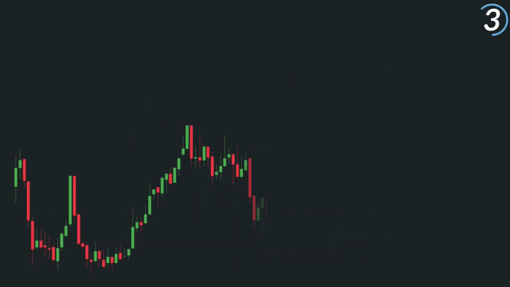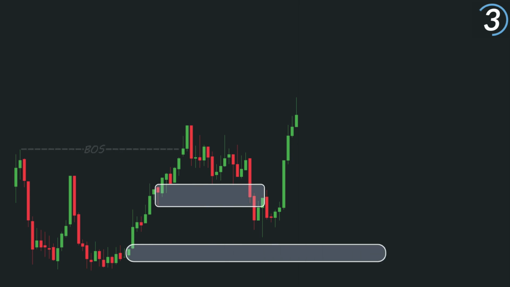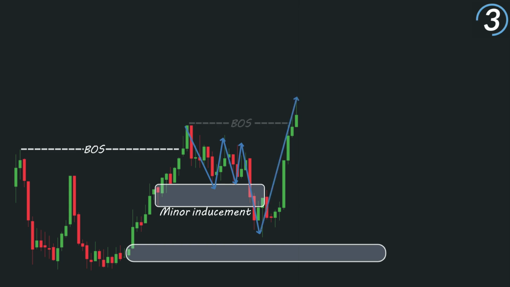For example, in this chart, the price created two order blocks after a break of structure. As the price retraced, it broke below the first order block, and an inducement occurred. According to the earlier definition, order blocks that did not initiate the trend leading to the break of structure and were merely formed along the trend are considered minor inducements. After this inducement, the market resumed its bullish trend, resulting in another break of structure and a new higher high.